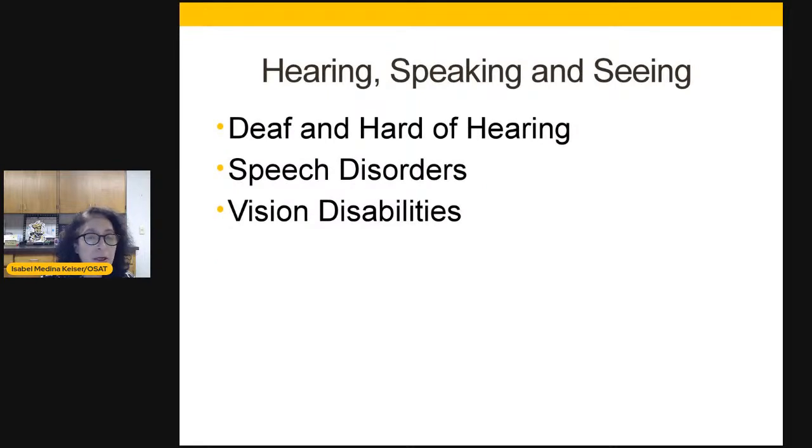It's also things like hearing, speaking, or seeing. We may have a student who is deaf or hard of hearing. Could be that the student has a speech disorder. Could be that they have a vision disability.